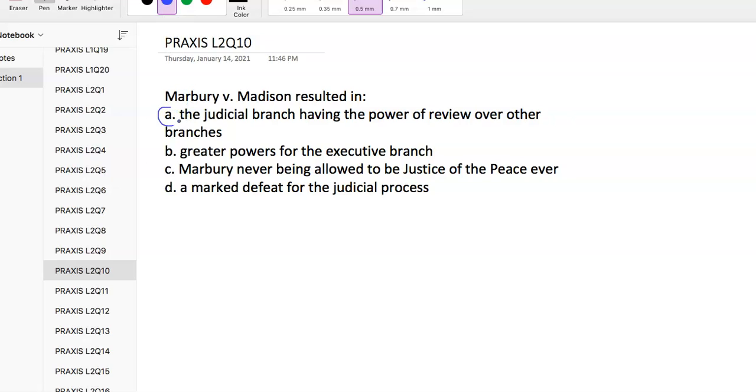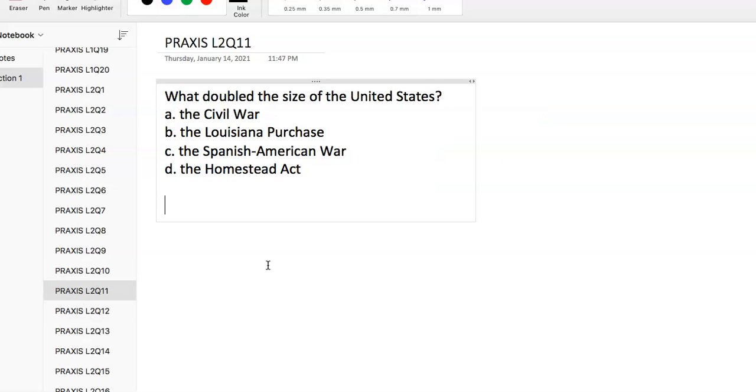Okay. Judicial review. If you see those two words, that's probably the correct answer, right? That's what Marbury v. Madison was all about. Gave the Supreme Court more power.